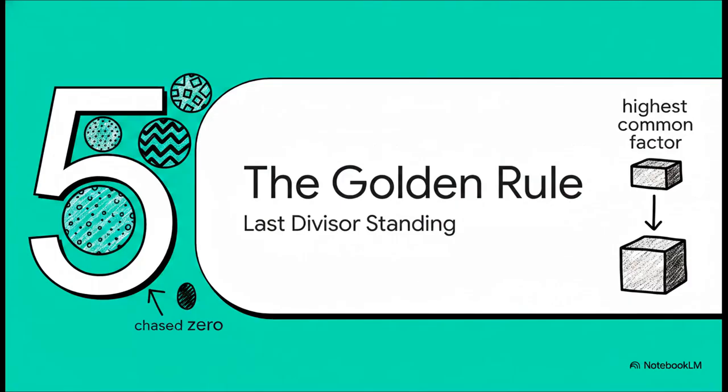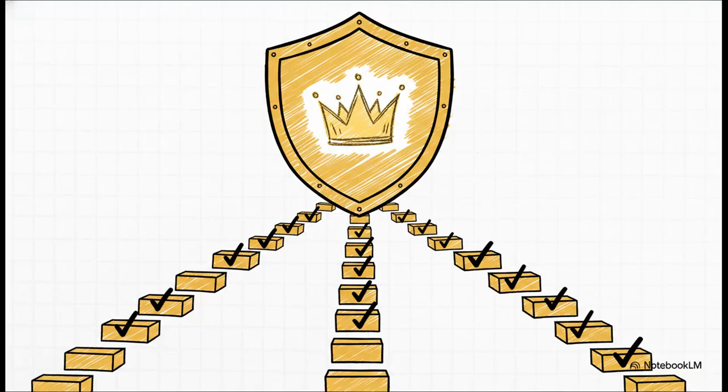Which brings us to the golden rule, last divisor standing. So the crucial point here is this. We've played 3 rounds, faced completely different sizes of numbers, and we've successfully chased 0 every single time. In round 1, our HCF was 45. In round 2, it was 196. In round 3, 51. But honestly, the numbers themselves don't matter nearly as much as the underlying logic.